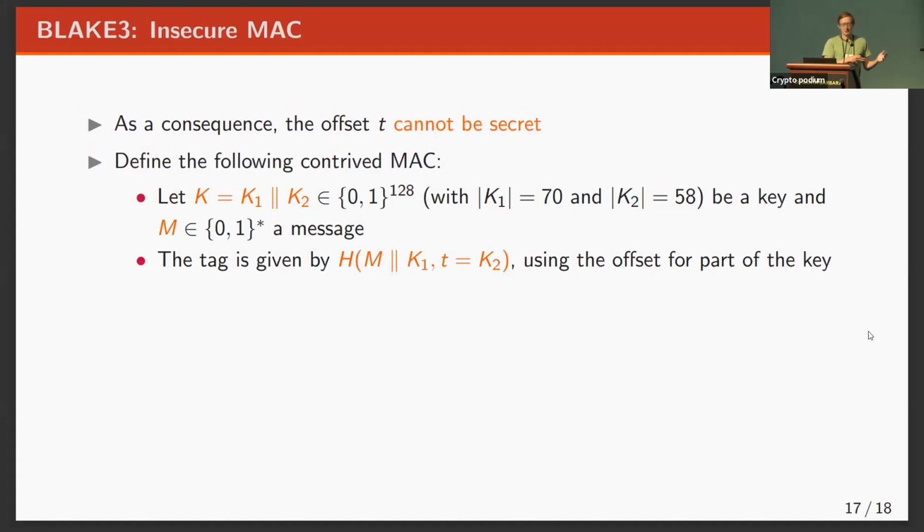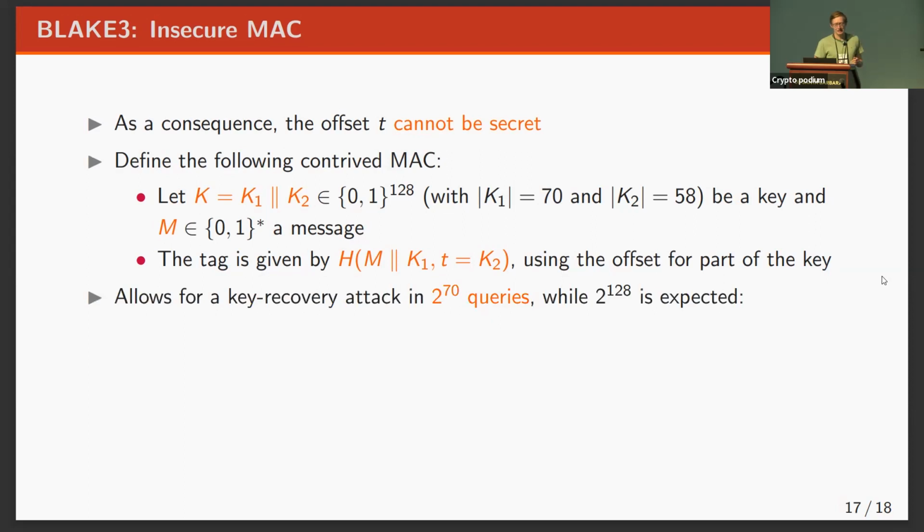And a bit like before, to compute the tag of the MAC, we will call the hash function on the message input with the key appended to it. But in this case, we move part of the key to the offset. Ideally, this would only allow for a key recovery attack in 2 to the power 128 queries. But it turns out we can actually do it in 2 to the power 70 queries.